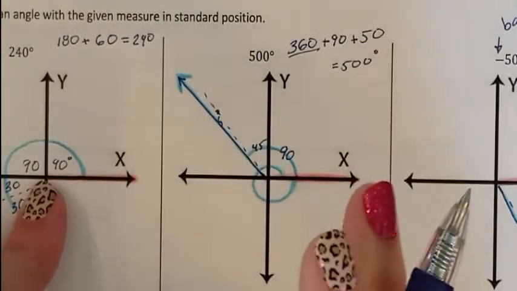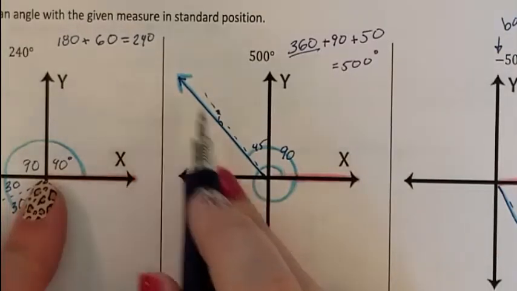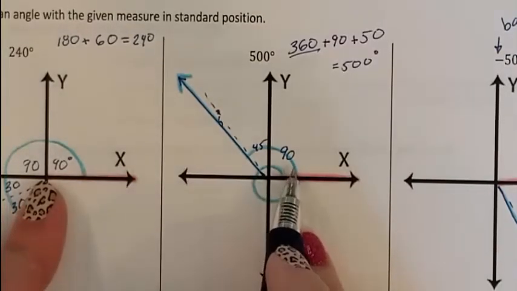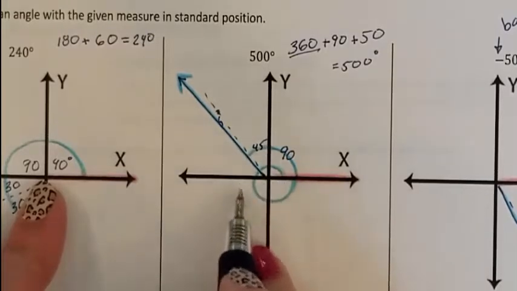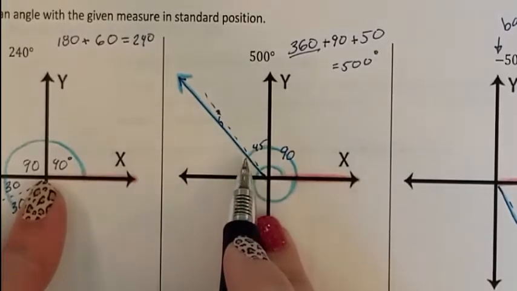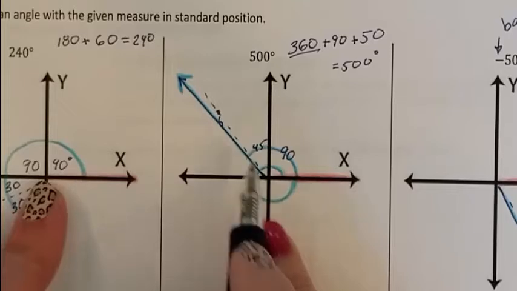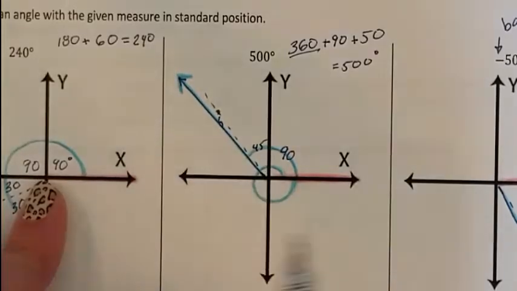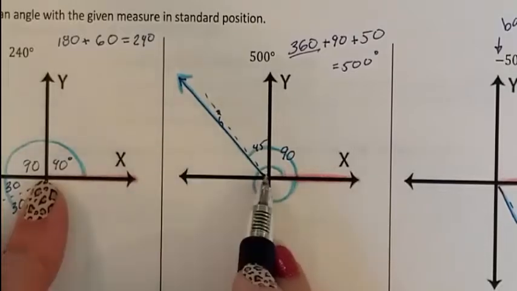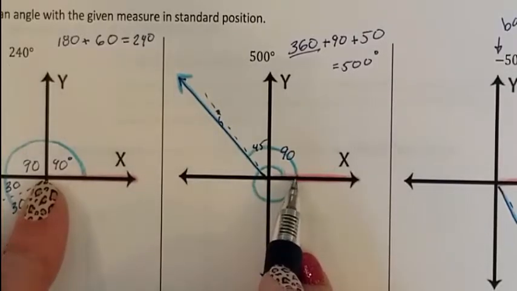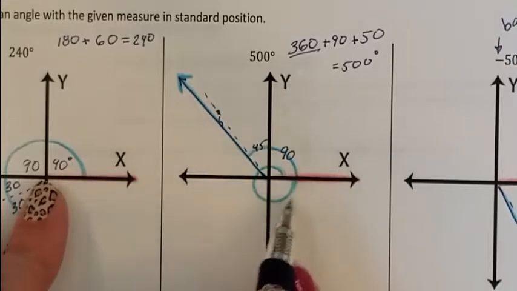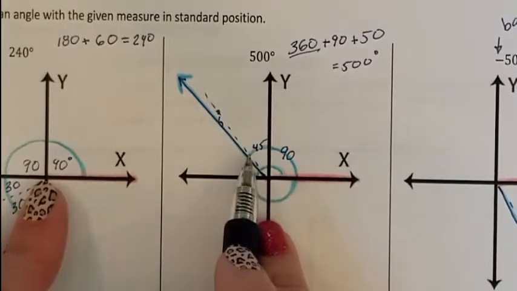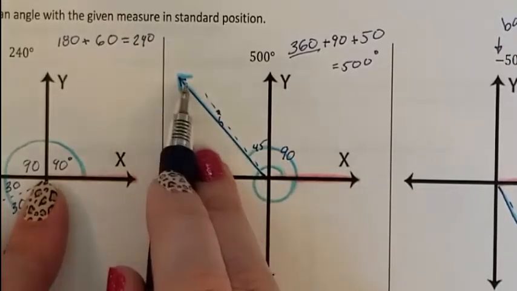So there are two ways to get to the same exact location. I could have just traveled the 90 and the 45 and stopped. Or I could have traveled the full circle and then the 90 and the 45. Both transitions put me on the same exact line, so they are coterminal angles. Both pathways landed on the same spot, and both take you to the same angle measure.